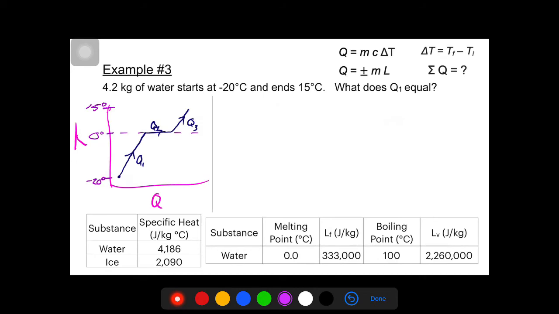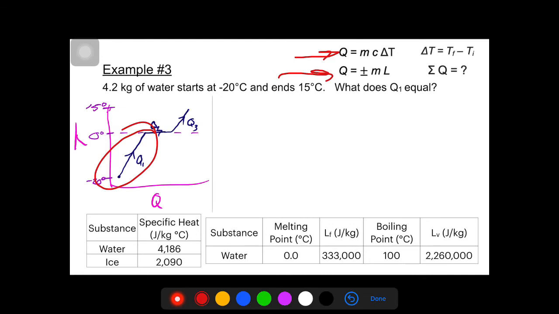So I'm going to have you try this one on your own. We have water, and it starts at negative 20, and it goes up to 15. And I'm asking you, what is Q1? So pause this, solve for Q1. You're going to have to figure out, is it a temp change or is it a phase change? And if so, which one it is, plug it in, solve for Q1. So go ahead and unpause when you got it.